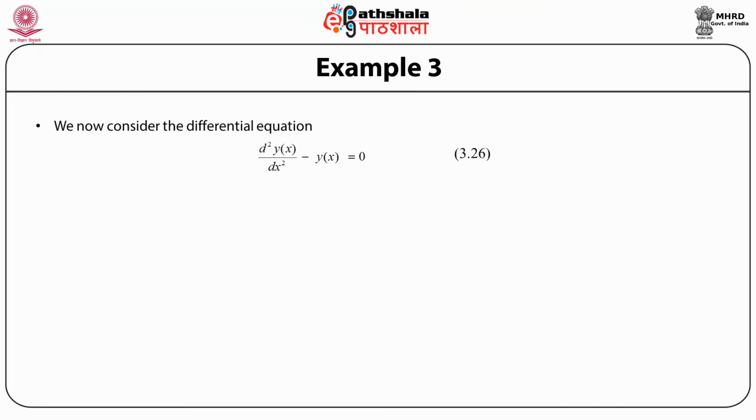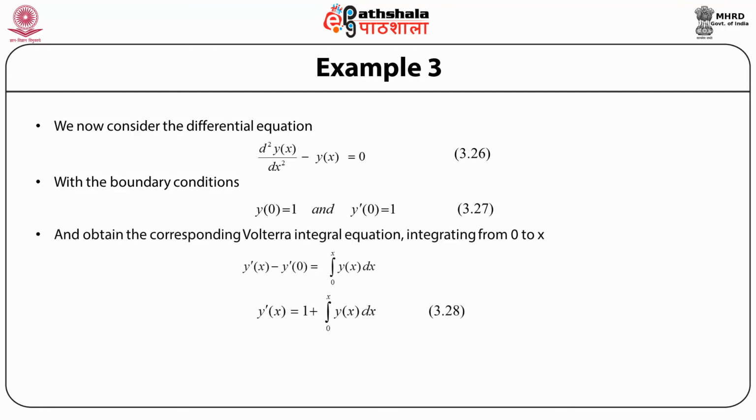We'll consider another example. In this case, consider the differential equation, again a second order ordinary differential equation, d2y/dx squared minus y(x) equal to 0 with the boundary condition that the value of the function at x equal to 0 is equal to 1 and the value of the derivative at x equal to 0 is equal to 1. Since the boundary conditions are in terms of the function and its derivative at one point in the boundary, when we convert this differential equation, we will obtain the corresponding Volterra integral equation.